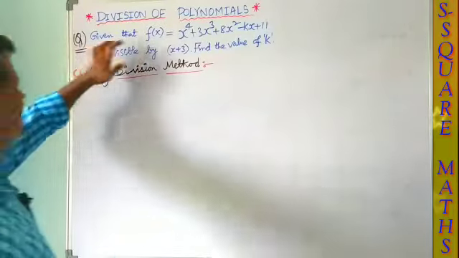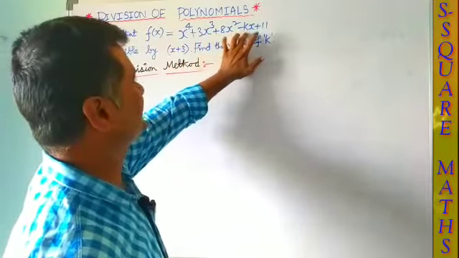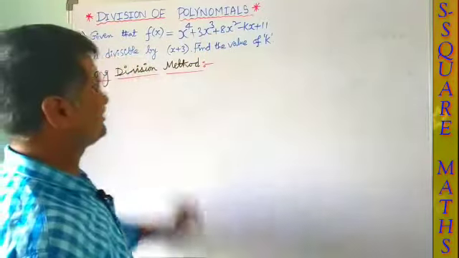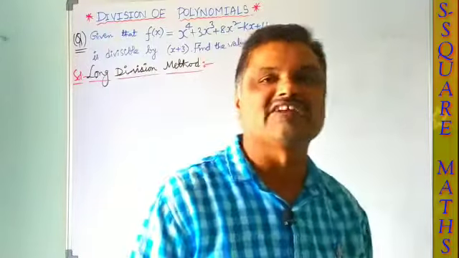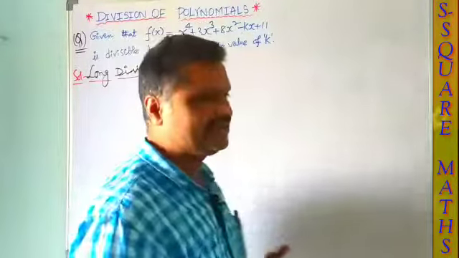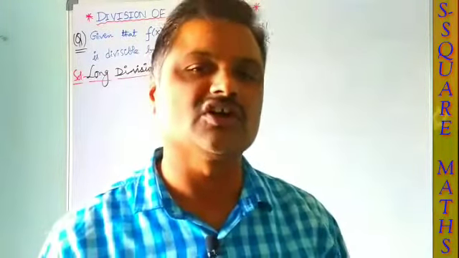So given that f of x is equal to x power 4 plus 3x cube plus 8x square minus kx plus 11 is our polynomial, is divisible by x plus 3, then we have to find out the value of k. So we will go through first of all by long division method. So students, be careful while going through long division method.